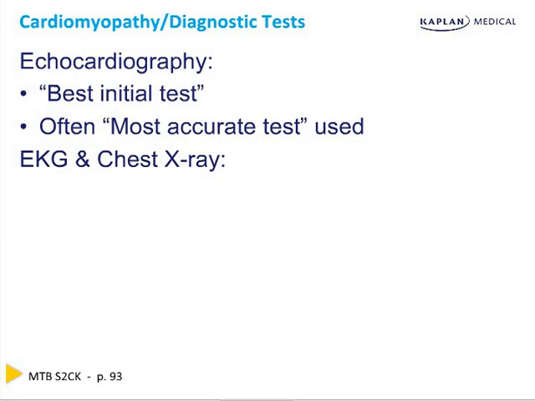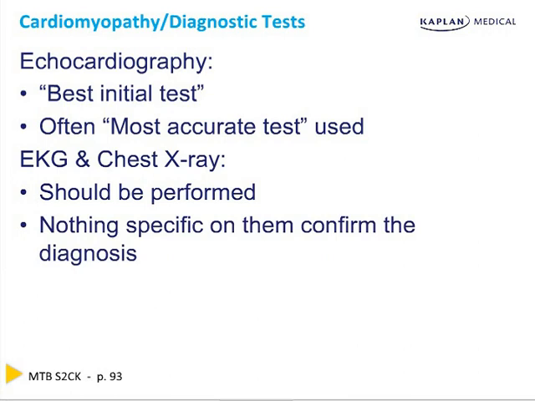And EKG and chest x-ray, although they should be performed, there's really nothing specific on them that confirms a diagnosis. You can't really look at an EKG and say, that EKG definitely shows cardiomyopathy. Impossible. There's things on the EKG that can show you had an old infarction or you have hypertrophy, but you can't tell symptoms from it. You can't tell wall motion from it. You can't tell wall motion from an x-ray. It might be dilated, but you can't tell how it moves.